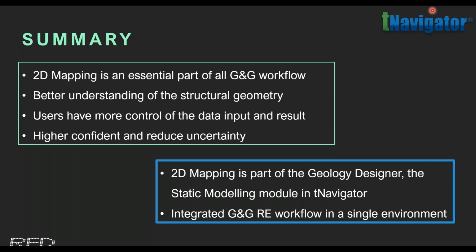I also want to emphasize here that 2D mapping is just part of the Geology Designer, which is the static modeling module in T Navigator. You don't have to acquire any additional licenses. It's not separate, even with the seismic. It's all packed under the Geology Designer. And since it's integrated in a single environment in T Navigator, our engineering friends can also use that map and display it together with, for instance, their production bubble maps and charts. So it's a very convenient way to work together in a single environment.